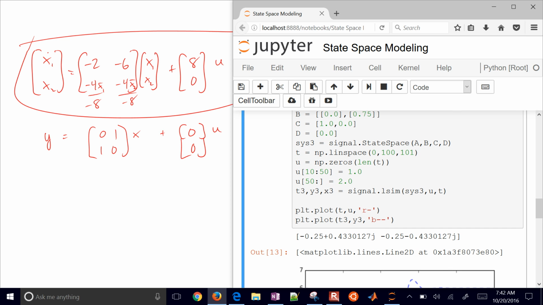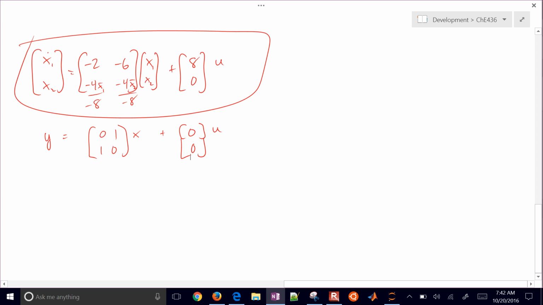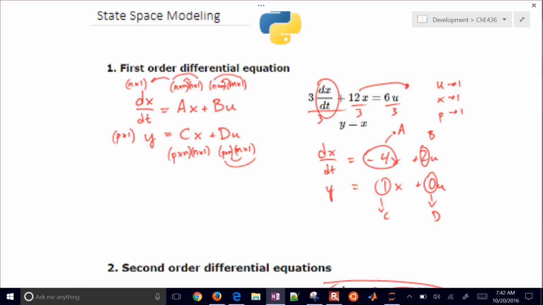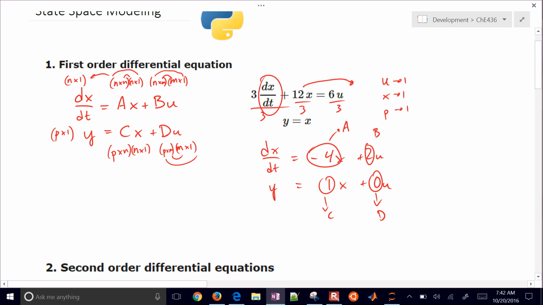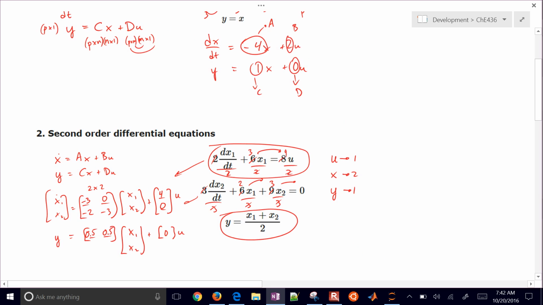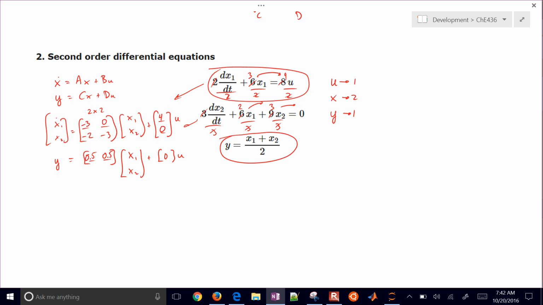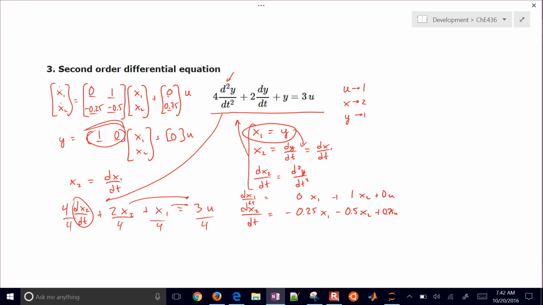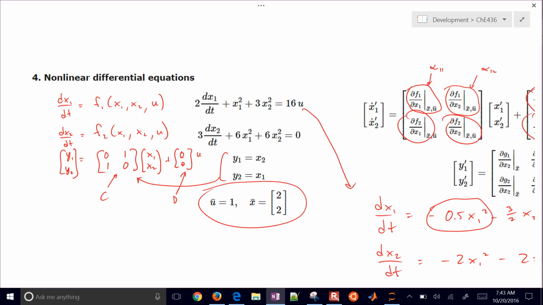Okay, so that concludes this. Just to summarize, we went through 4 different problems. The first one was just one state, one input, and one output. So fairly simple. We moved on to a 2-state, one input, one output. And then on to a second order differential. We showed that you have to have the same number of states as you do the order of the differential. And then finally you have a nonlinear differential equation that we linearized and put into linear time invariant form, and then simulated that.